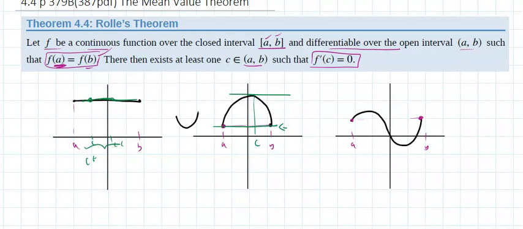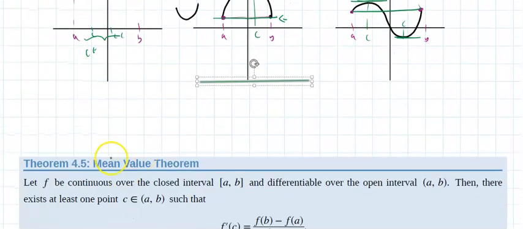And here, if the y values are the same and this is differentiable, again, the slope must be 0. Well, isn't it kind of like right there? The slope of the tangent will be 0 and right there. So here you have two potentials for c and they both work. And that's pretty much what this theorem is saying.